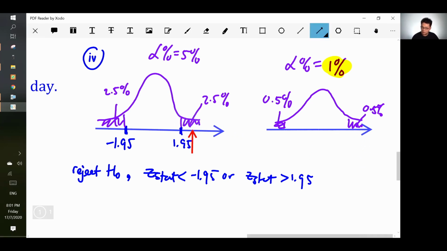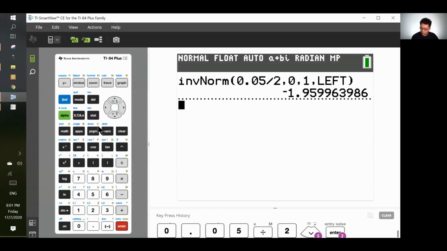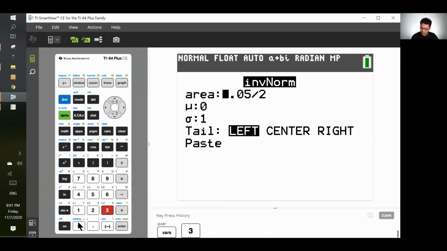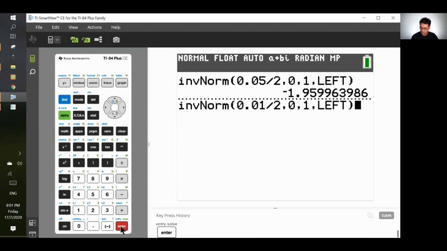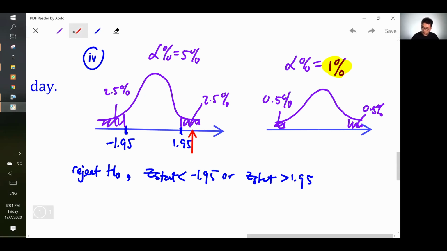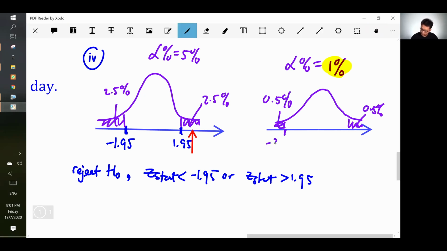Just so you know, when you do your inverse norm of 0.5%, which is 0.01 divided by 2 on the left tail, it is actually minus 2.58. So let's say this is minus 2.58. Obviously, it's not conclusive. You cannot conclude that it will definitely reject H naught when it's at 1%.